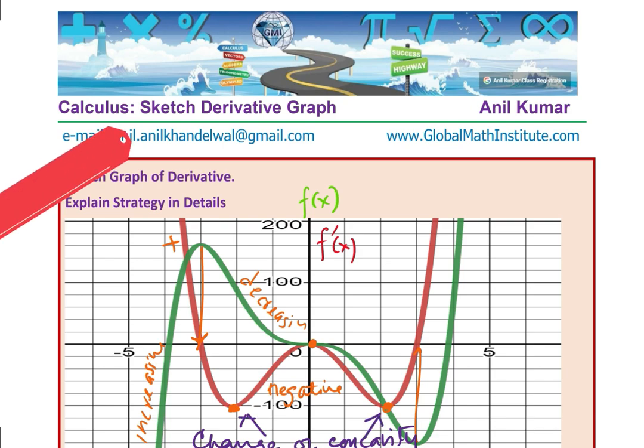Make sense? If you follow these procedures, you can easily sketch the graph of derivative from the graph of given function.